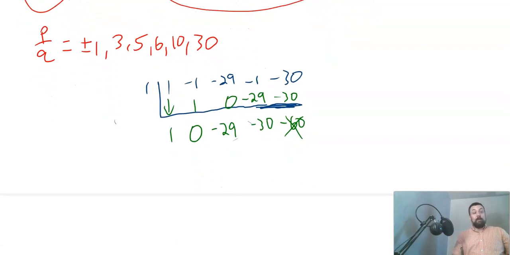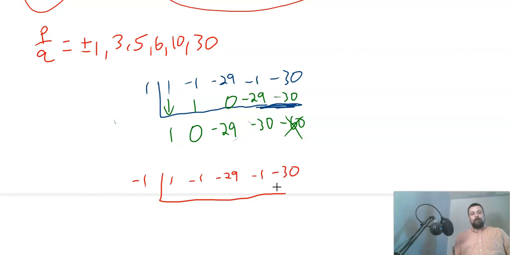I'm really lost on this problem. This is how I'm experiencing this problem now, not really knowing, because the other problems I kind of knew what was going to work. But this one I really forgot. I really don't remember which number works. So this is the position you're going to find yourself in. You'll have this list of numbers and you have no idea what the right one is going to be. And so you just have to keep checking. So I'm just going to check negative 1. That seems easy enough. 1, negative 1, negative 29, negative 1, negative 30.